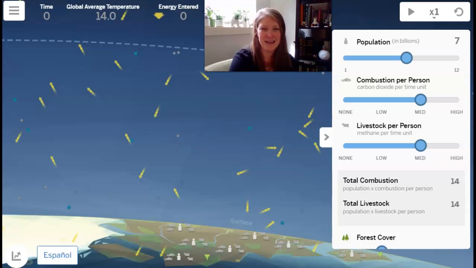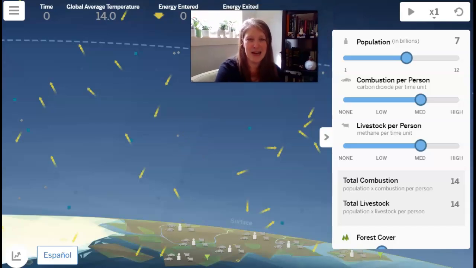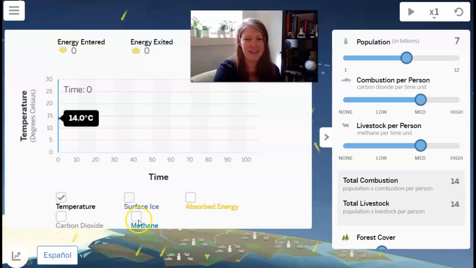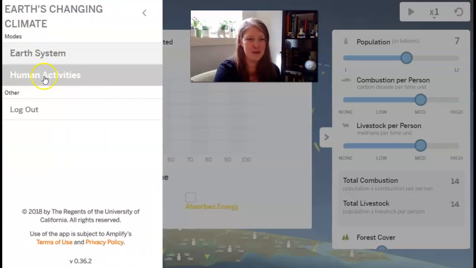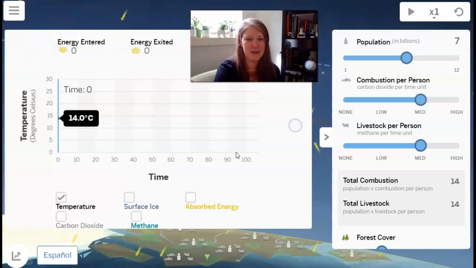This is the Earth Changing Climate Sim, and I just moved my picture a little bit out of the way so you can see. And you'll remember from the directions that we want to use the graph in this part of the sim. So we're on the human activities part and we want to use the graph. So the first thing we're going to do is explore carbon dioxide.